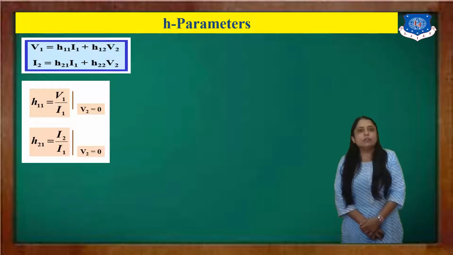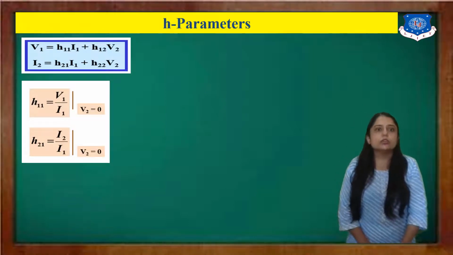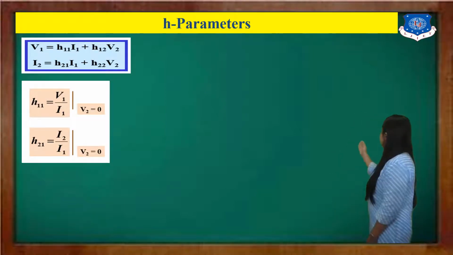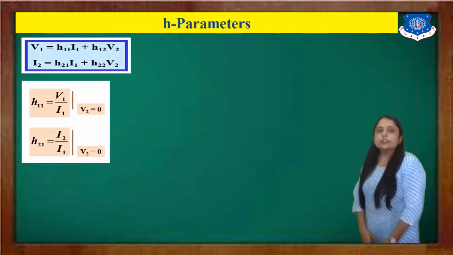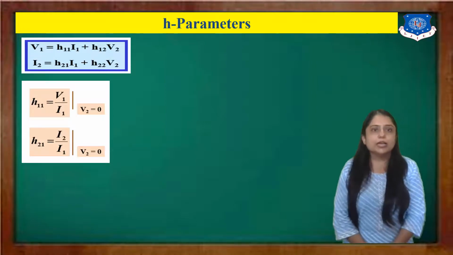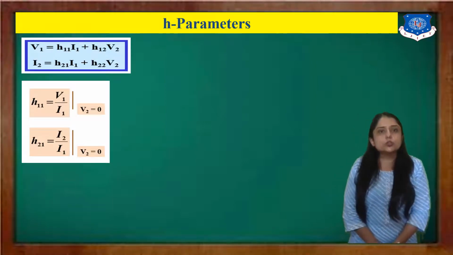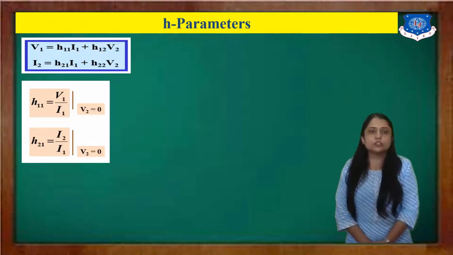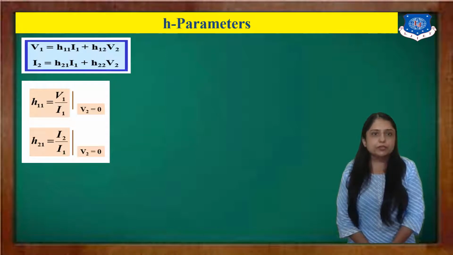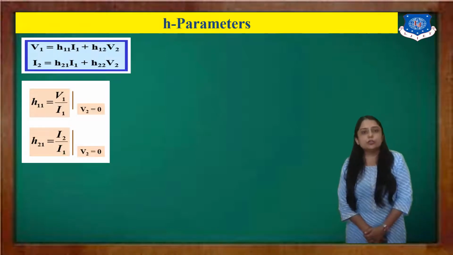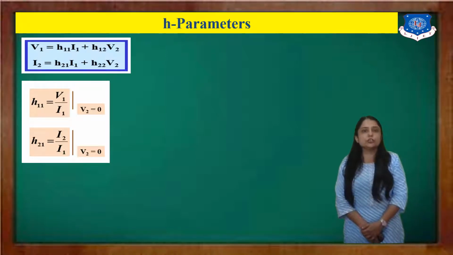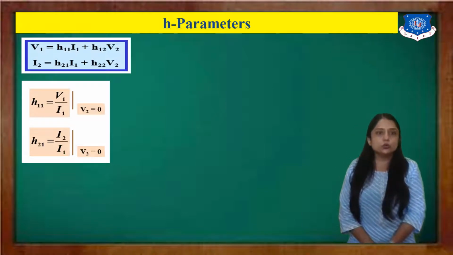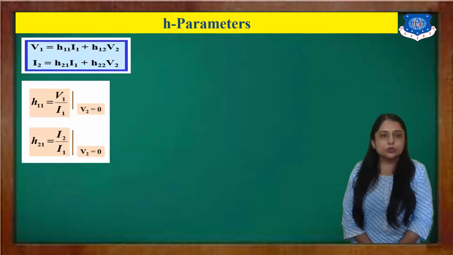Now see here, if I take V2 equal to 0, then first I will get H11, and that equals V1 by I1. So in equation number 1, if you put V2 equal to 0, you will get H11 equal to V1 by I1. Now in equation number 2, if you put V2 equal to 0, then you will get the value of H21, and that is I2 divided by I1.